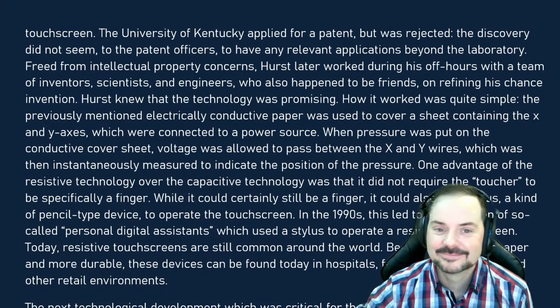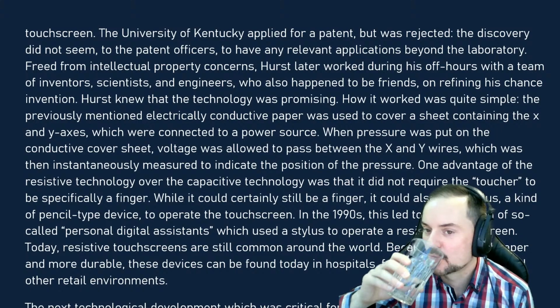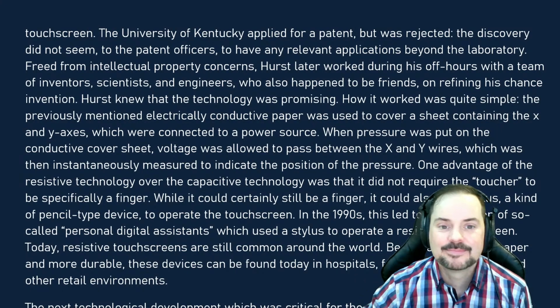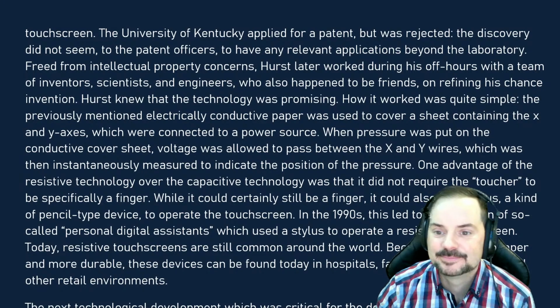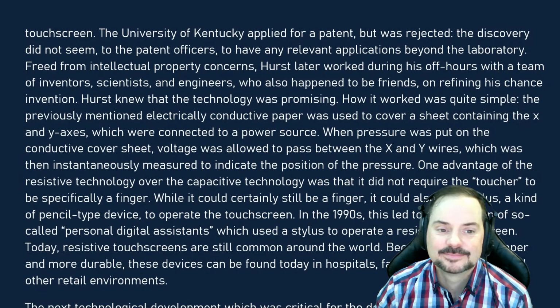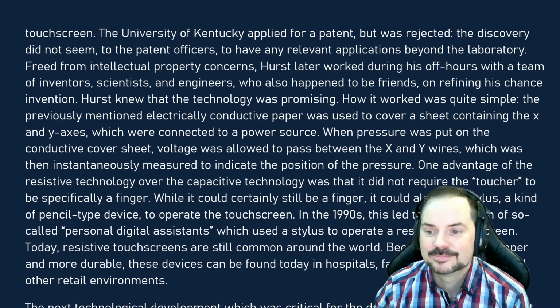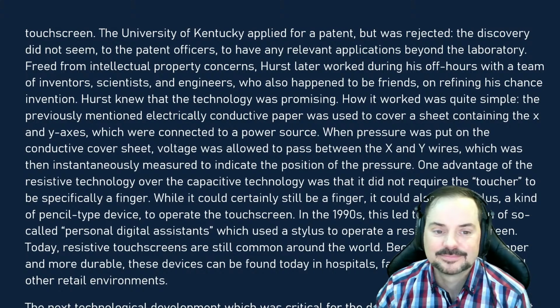The University of Kentucky applied for a patent but was rejected. The discovery did not seem to the patent officers to have any relevant applications beyond a laboratory. Freed from intellectual property concerns, Hurst later worked during his off hours with a team of inventors, scientists, and engineers who also happened to be friends on refining his chance invention. Hurst knew that the technology was promising. How it worked was quite simple.